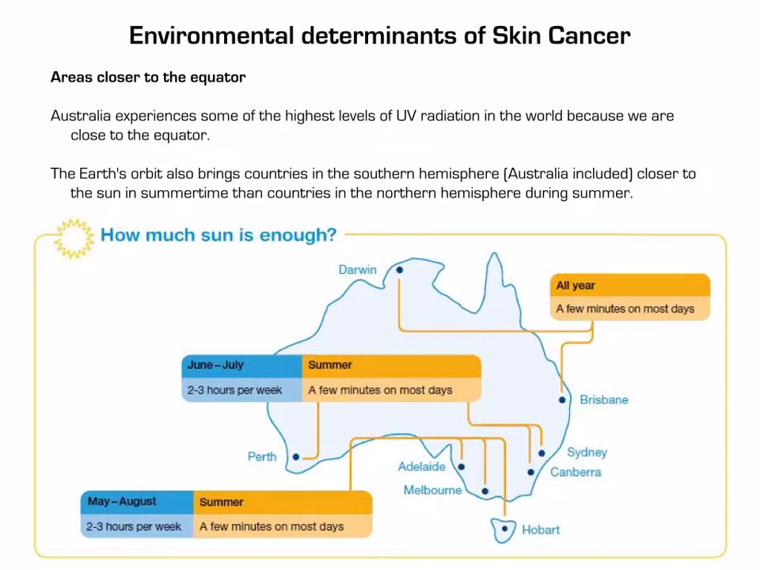Some of the environmental factors for skin cancer include living in an area that's closer to the equator. Australia experiences some of the highest UV levels in the world because we are closer to the equator. The Earth's orbit also brings countries in the southern hemisphere, which includes Australia, closer to the sun in summertime than countries in the northern hemisphere during summer. So clearly Australia is at greater risk than other countries, and we do have a very high rate of skin cancer compared to other countries. So if you're living in an area such as Brisbane or Darwin, you are getting high levels of UV radiation due to your proximity to the equator.